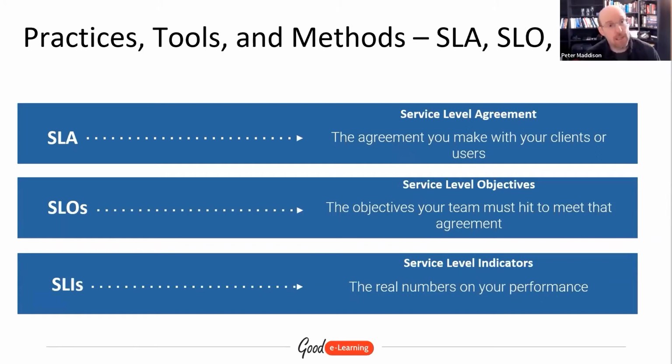From an SLO perspective, SLOs are the objectives that we're looking to internally meet. Not the same as the SLA, but they're the objectives that we want our team internally to meet, which represents the level at which we're willing to allow the service to run. And the SLIs are the real numbers about the performance, like what is it actually now, so that we can understand where we are in that service.